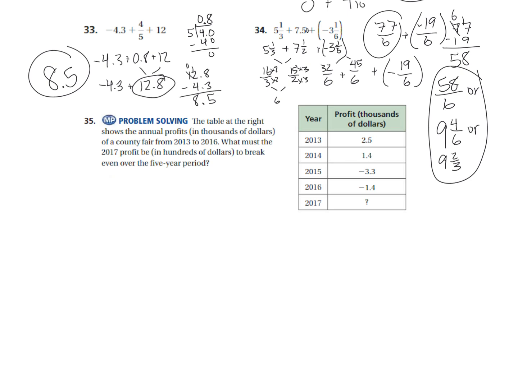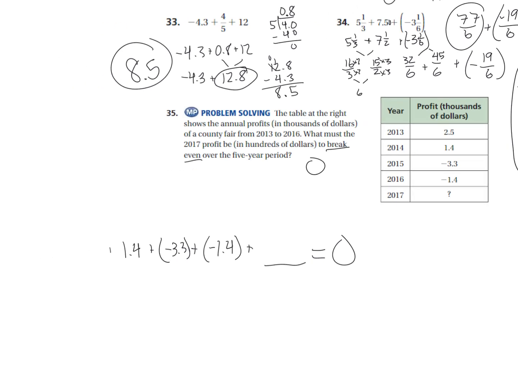All right, last problem here. The table shows the annual profits in thousands of dollars for a county fair from 2013 to 2016. What must the 2017 profit be to break even? Okay, this break even concept is just have a profit of 0. So I'm looking at the end to see what do I need this last year to be to make this all be 0. So we add everything together. All right, I'm going to work backwards here a little bit. Okay, 2014, and then 2013.